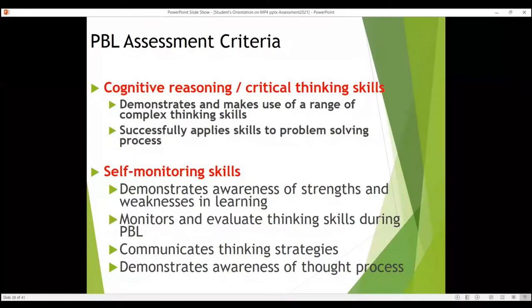Now, self-monitoring skill. What is that? You must be aware of your strengths and weaknesses in learning, and you monitor your thinking. When I say that, what do I mean? Let's say you are working in a group, and somebody is talking about some learning objectives. You are not able to control yourself. You are speaking over that person.